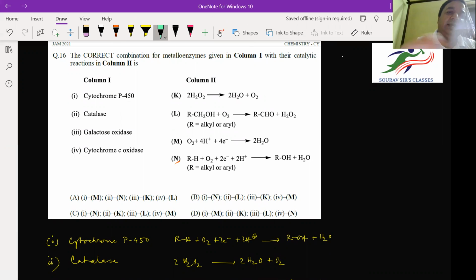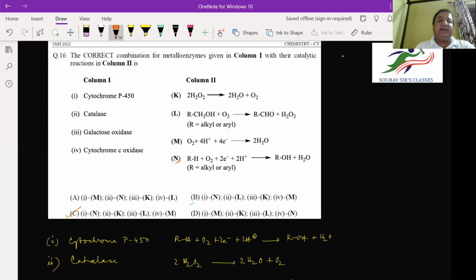All right. And catalase is basically the destruction of H2O2 to water and oxygen. So 2 is going to be K. So 1 is N, which means either B or C is one of our answers. And 2 is K, but in B, 2 is not K, it is L. So obviously C is going to be our answer. Over here, C is going to be our answer.